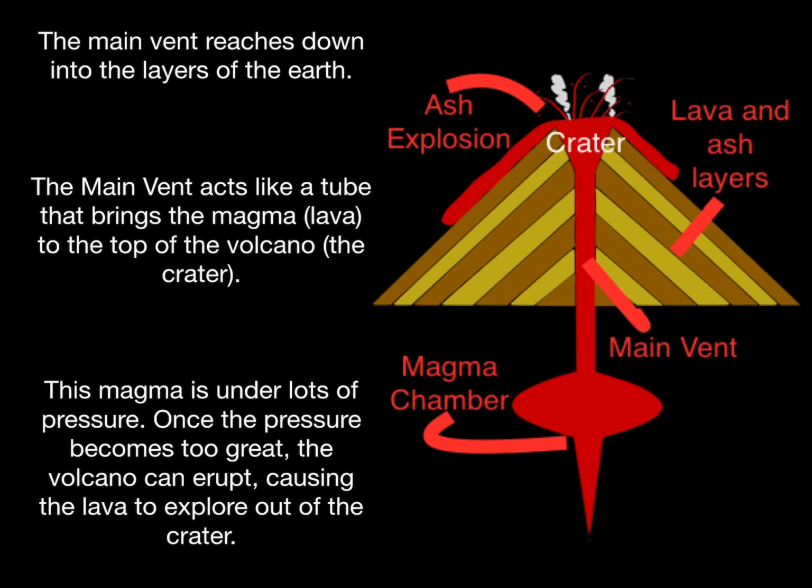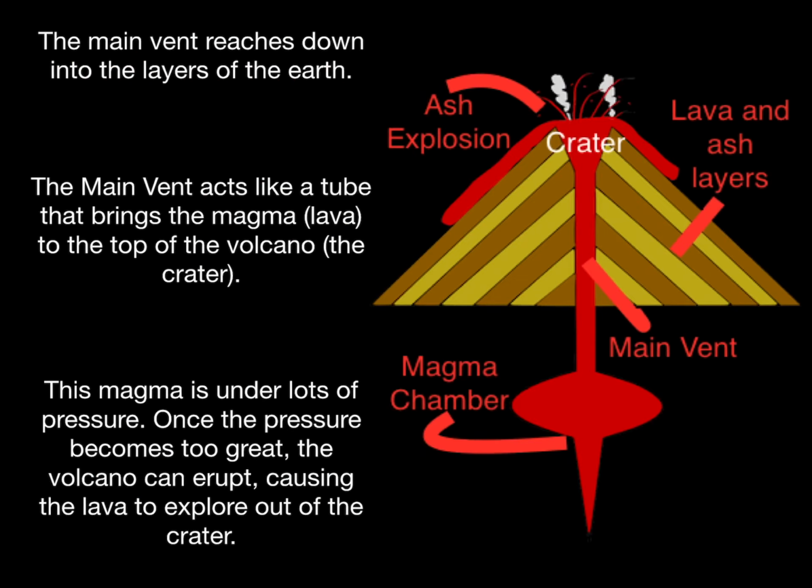Okay, here is a diagram of what a volcano looks like on the inside. So obviously we see those yellow and gold stripes. That's the actual foundation of the mountain. And then right down the middle, we have that red line. The red represents the lava or the magma.